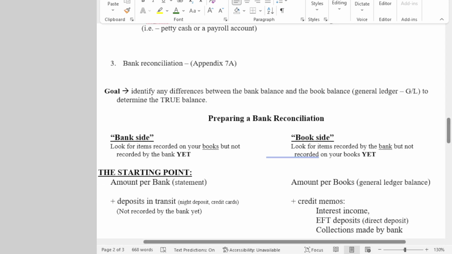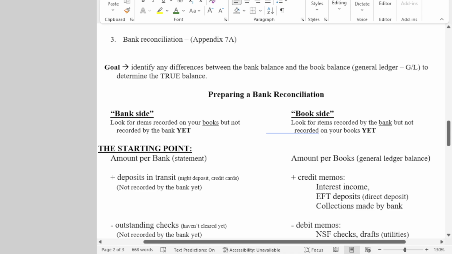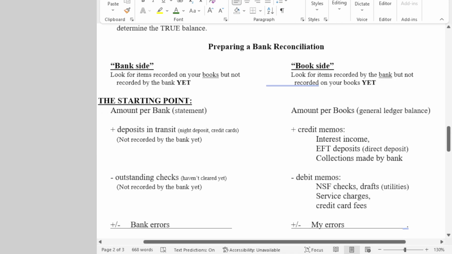Now, bank reconciliation is the best way I think of this goal of identifying the differences between the bank balance and the book balance to determine the true balance. This is definitely the best way when you're thinking of what that goal is, because it's like having a checkbook and you're writing down everything you do at the bank. You make a deposit, write that deposit down. You write a check out to somebody, you write that down. That way you have something written and you can check it against what you have at the bank. So it's the bank side, book side, just like what this says with the preparing of bank reconciliation.